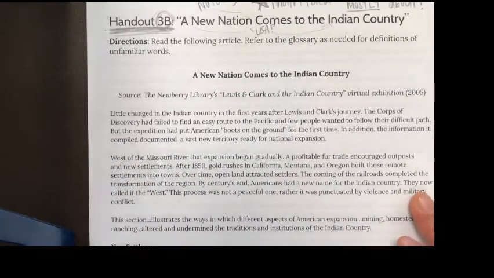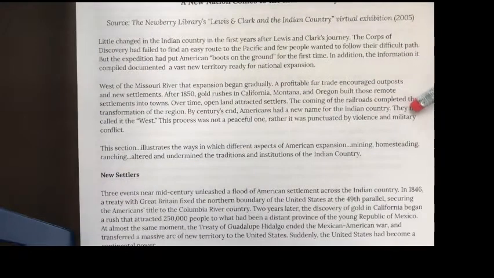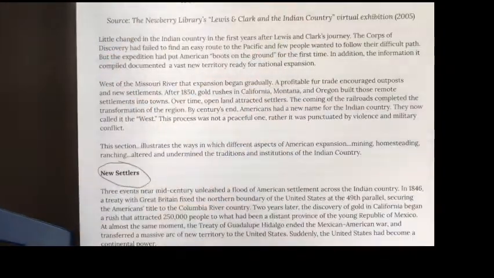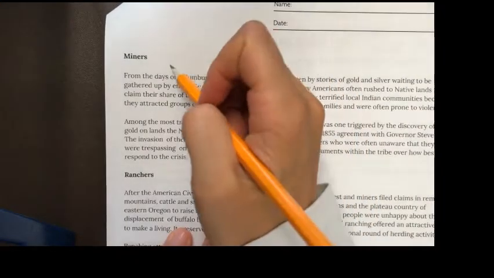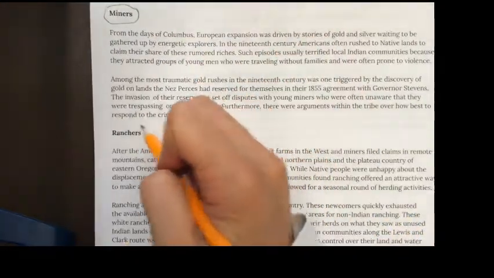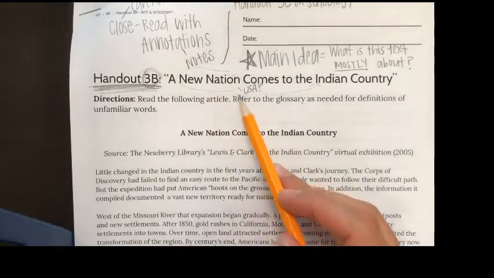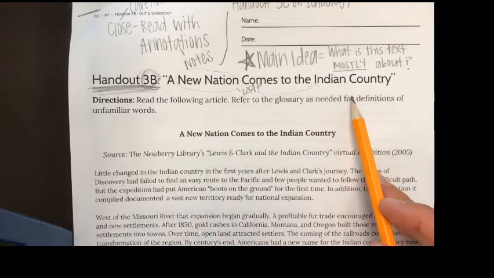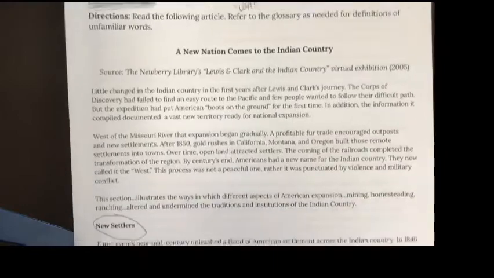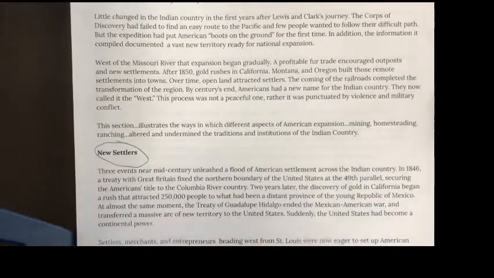Another hint is the heading. So I'm going to take a look at the headings before we start. So one of them is settlers. Another heading says miners. And the final heading says ranchers. So I'm thinking as a reader, those are all groups of people. They're not really a nation, but maybe these are the new people who came to Indian country. Okay, so we're going to read on and find out if my prediction is correct. Please make sure that you are following along in your workbook and making the same annotations that I am, because this is one of the biggest things that good readers do.